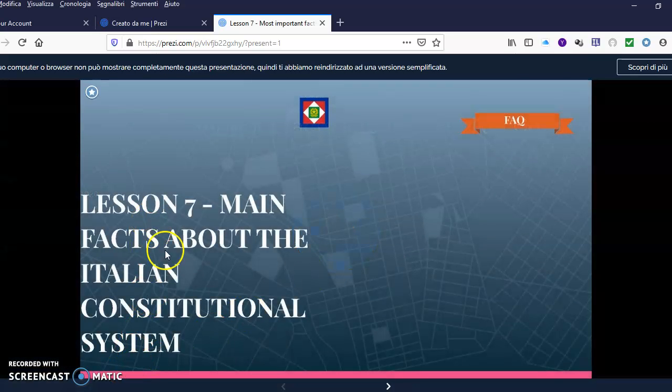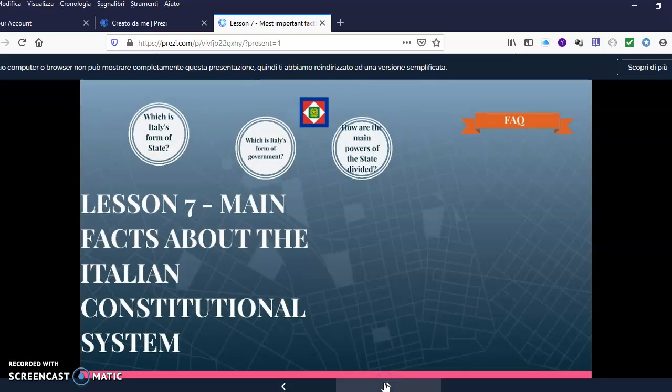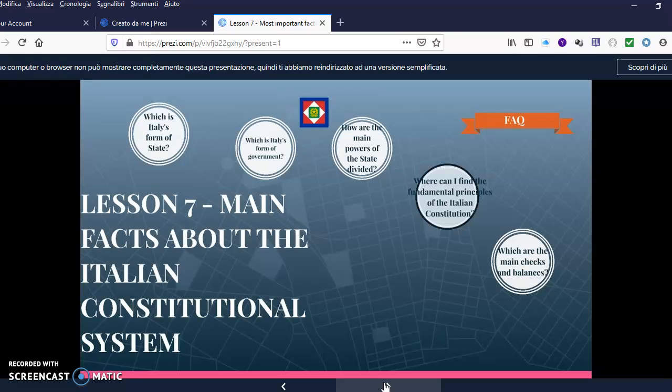We start now lesson number 7, the main, most important facts about the Italian constitutional system. The lesson will answer these questions: which is Italy's form of state, which is Italy's form of government, how are the main powers of a state divided, where can I find the fundamental principles of the Italian constitution, which are the main checks and balances of the Italian state, what are the most important principles about the judiciary.